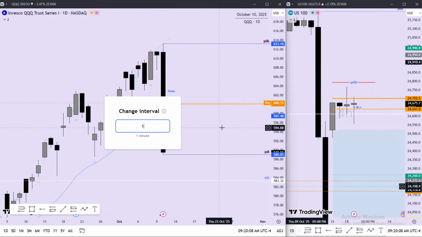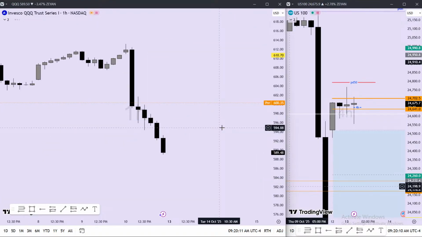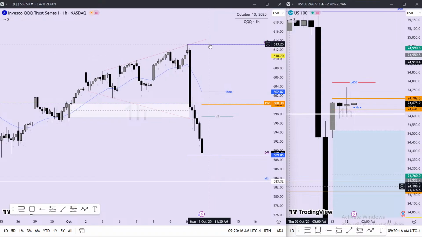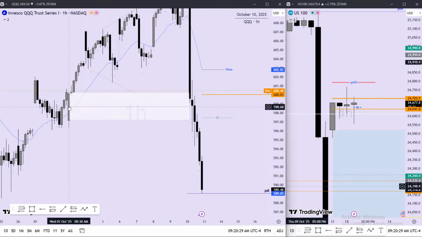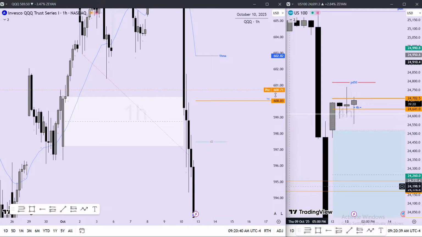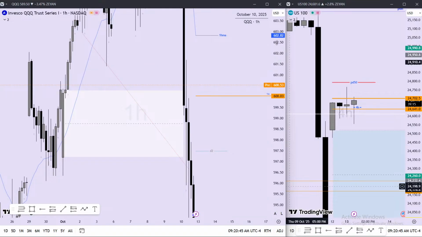So let's come to the hourly time frame. We have marked four important key points: the previous day high, the previous day low, basically Friday's high, Friday's low. Then we are going to mark this gap, which is the start of the September, October. This gap is represented by this box. On the pre-market, we are trying to open above this line, which is 600.71.